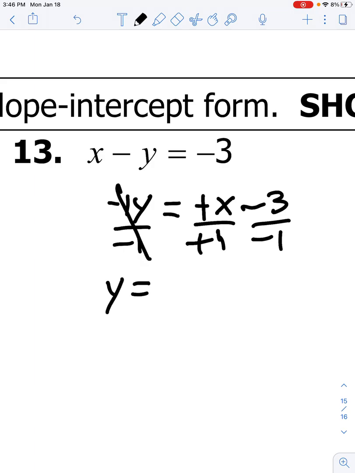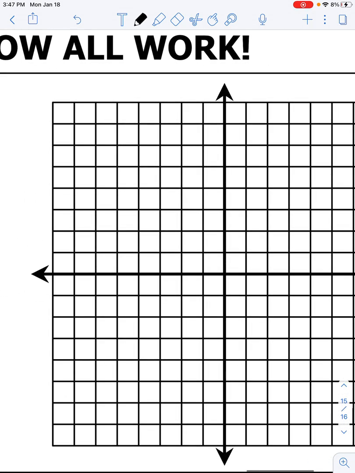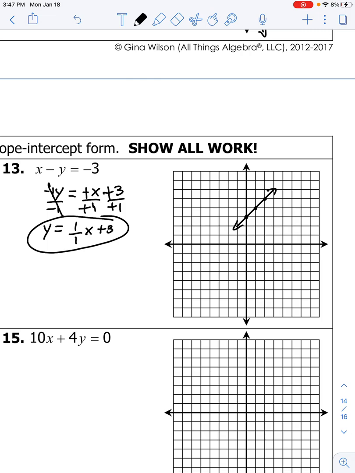So we get y equals negative over negative is a positive, so that would actually technically be 1 over 1. And then same thing, negative over negative is a positive, so plus 3. Okay, don't forget your x in there. All right, I'm going to space this out a little bit better. So 1 over 1x plus 3. So there's our equation. So we're going to plot it at positive 3. And then it's a really simple slope, up 1, right 1, and then up 1, right 1. And then draw your line. Like so.